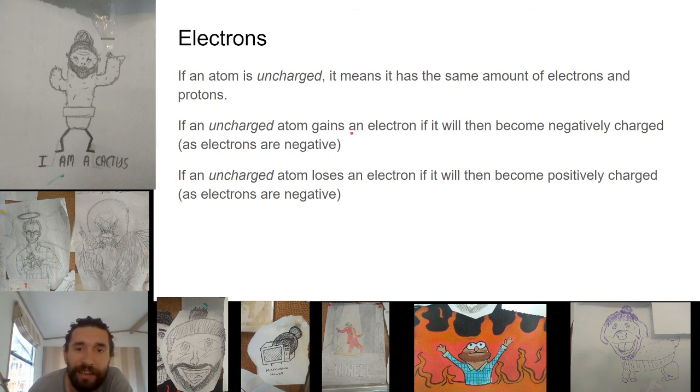However, if an atom gains an electron, it will then become negatively charged because electrons are negative. It's got more negative electrons than positive protons. If the uncharged atom loses an electron, it will then become positively charged because it's got more protons than electrons.